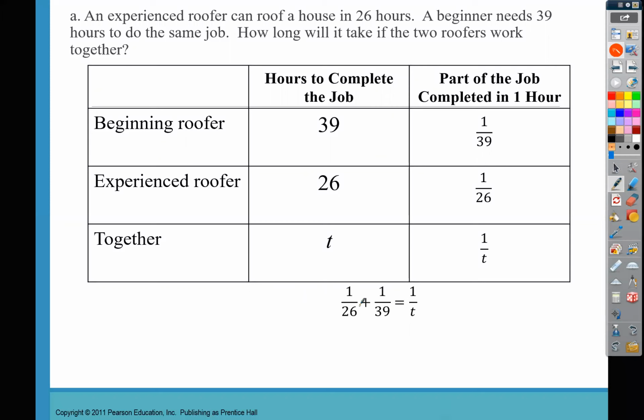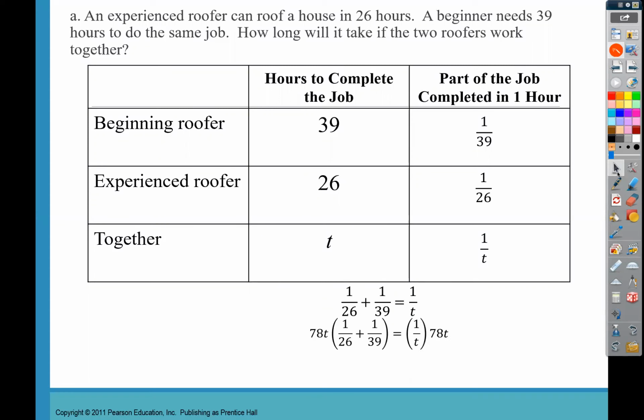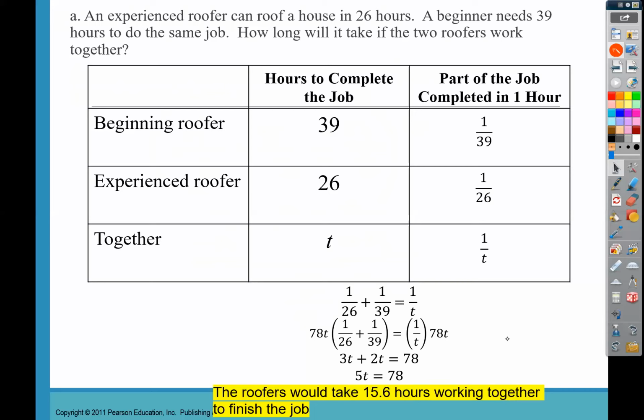Okay, so the experienced roofer's part is 1 over 26, plus the inexperienced roofer's is 1 over 39. And together they're completing it in a part of the total. And then you multiply by the least common denominator, which would be 78t. When you do, you would get 3t plus 2t equals 78. 5t equals 78, then divide by 5, and you get 15.6 hours. It would take them 15.6 hours working together to finish the job.